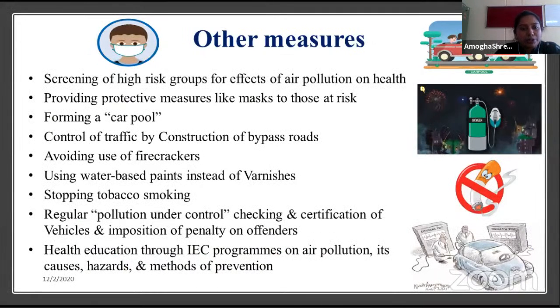So other measures, like we can screen the high-risk group for the effects of air pollution on health, and we can also provide protective measures like masks to those who are at risk, especially those who are working outside. They are at more risk, like traffic police. So when we take indoor air pollution, it is children and mothers. They spend more time inside the house. These are the high-risk people.